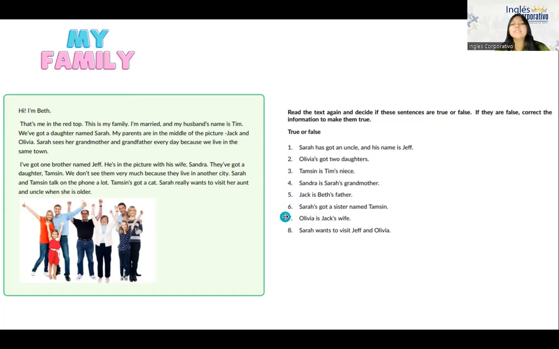Number six. Sarah's got a sister named Tamsin. False. Olivia is Jack's wife. Ah, true. Okay, porque son esposos. Mire, Jack and Olivia. And Sarah wants to visit Jeff and Olivia.